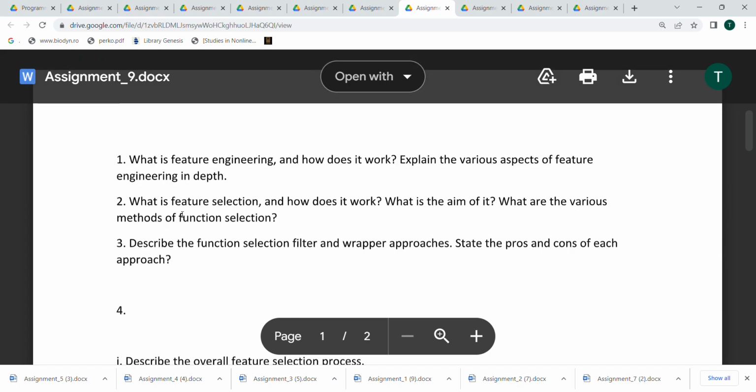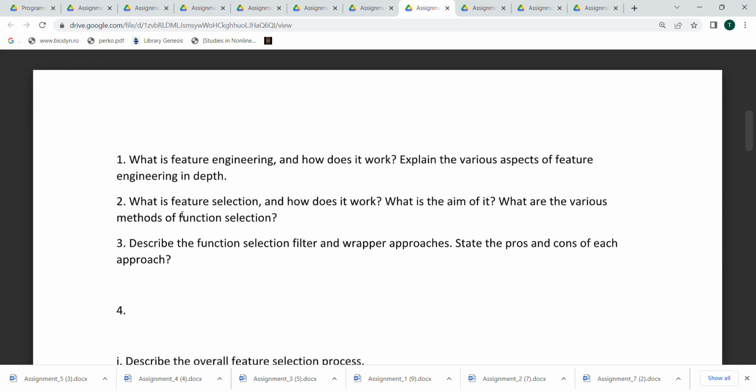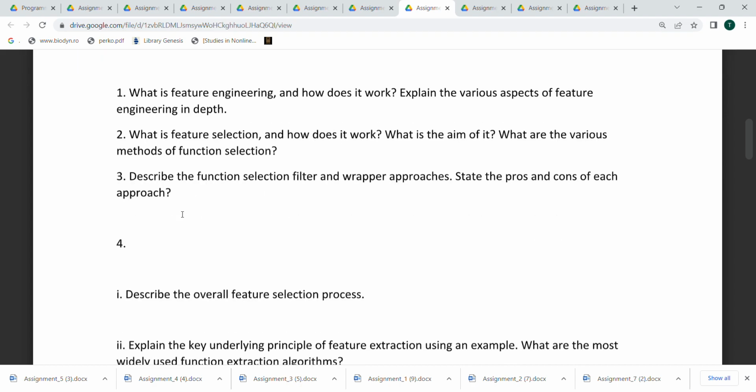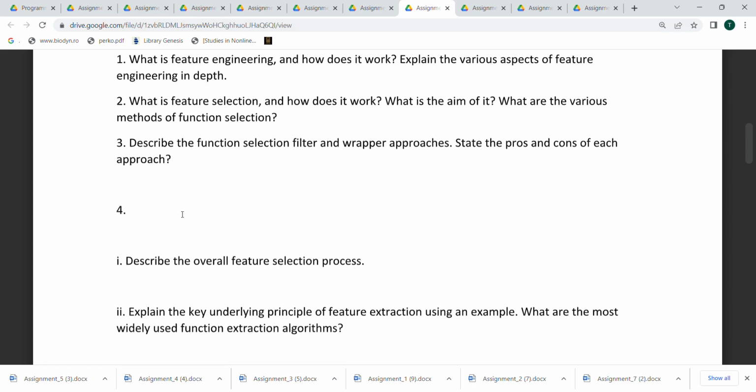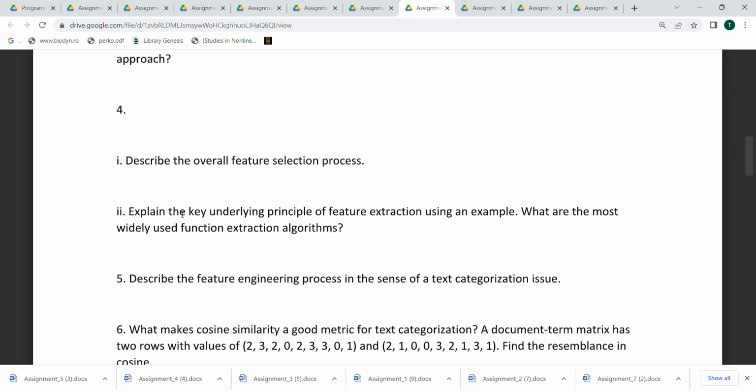What is feature engineering? How does it work? Explain the various methods of feature engineering. What are the features and how does it work? What is the aim of it? What are the various methods of feature selection? Describe the feature selection filter and wrapper approach. State the pros and cons of each approach. Describe the overall feature selection process.